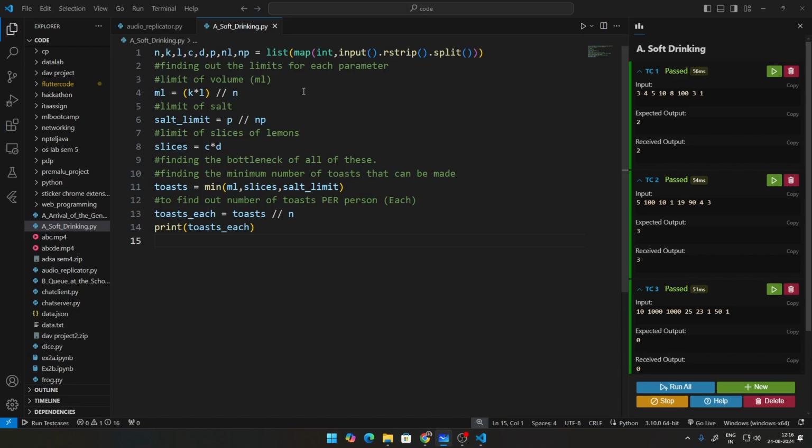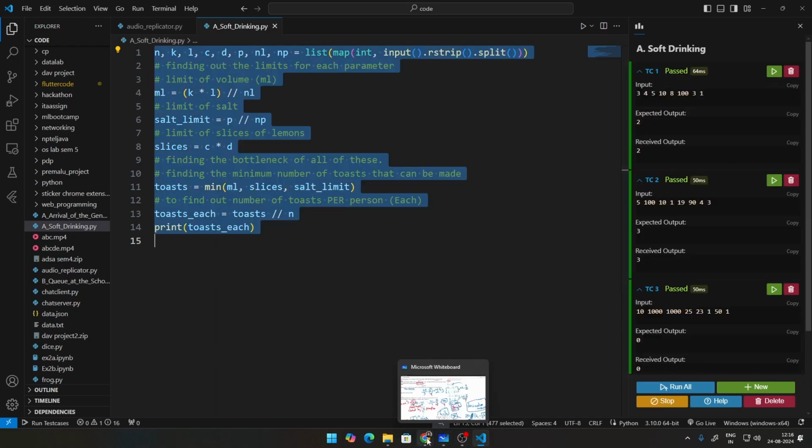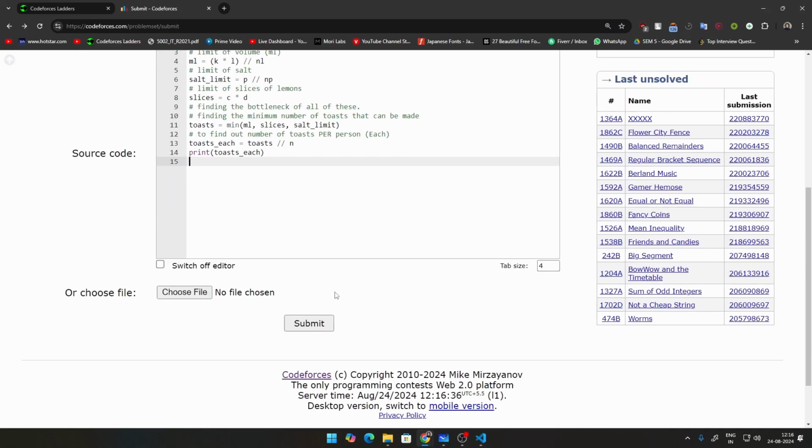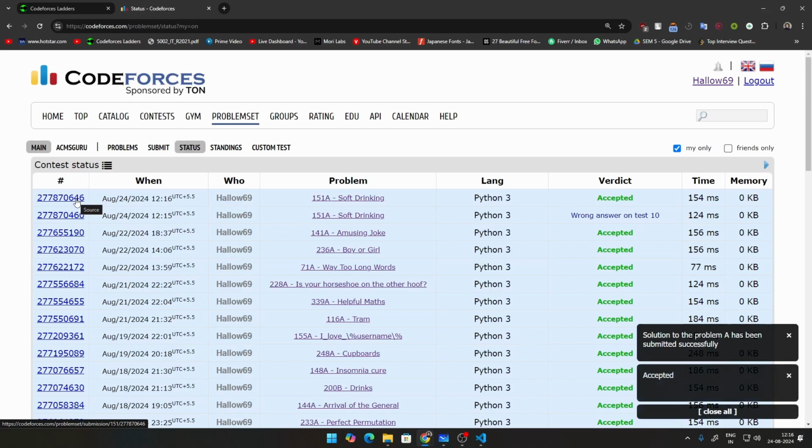Sorry guys, I made a very small mistake. This should be NL, not N, because NL here is the amount of liquid required to make one drink. I hope that is okay. Let me just go ahead and run this code now. All three test cases have passed. Let me copy this and paste it over here, and run the code and see. I made that very small error, I just didn't look at it when I was coding. So yeah, you can see the program got accepted.